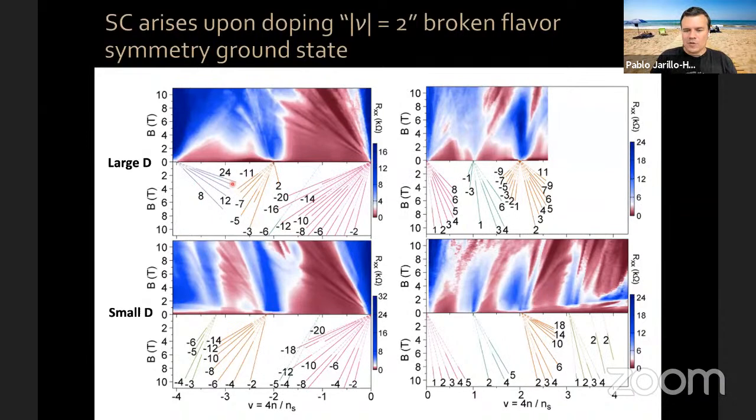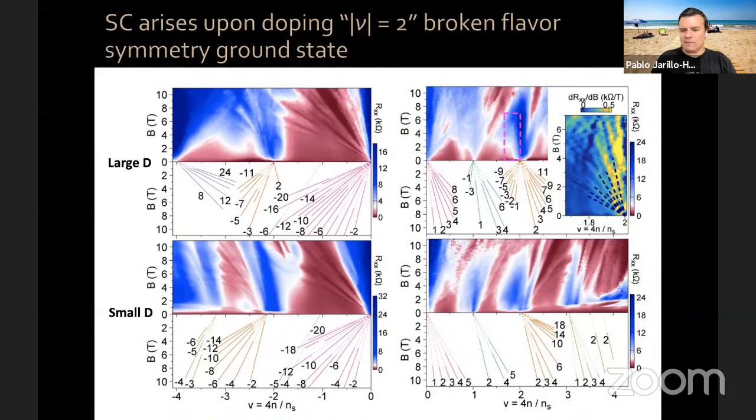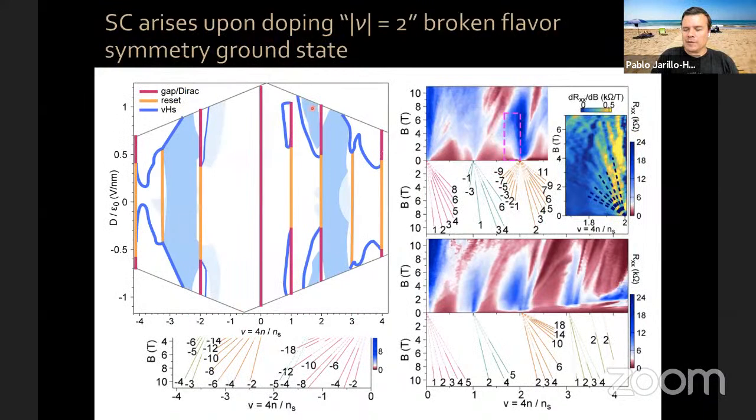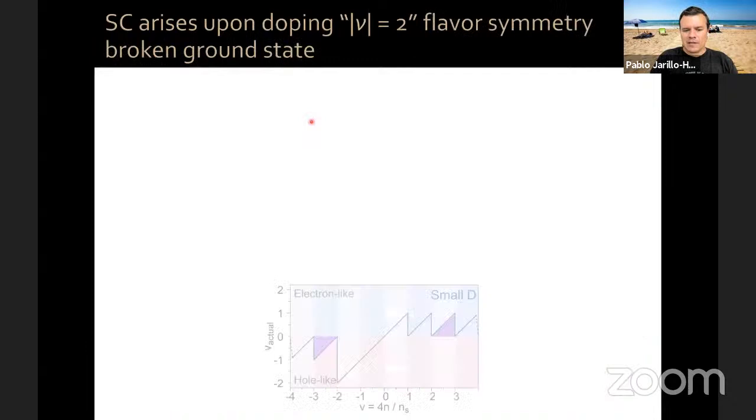So the most important key thing that gave us information about this was in this region, close to filling factor two, this region two minus delta, when we saw the Shubnikov-de Haas oscillations pointing towards charge neutrality, indicating that this is a hole Fermi surface. So this corresponds to this region where we see superconductivity.